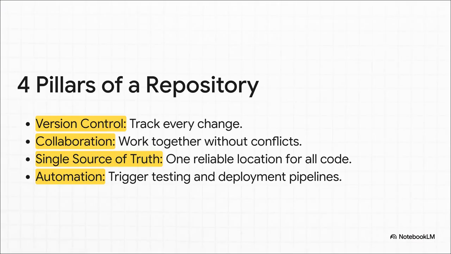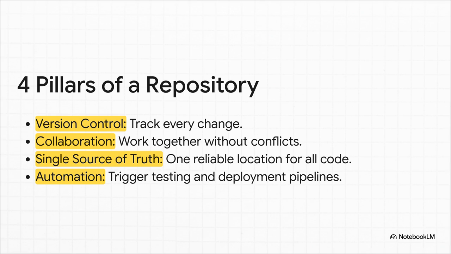Okay, so what do you get by using a repository? Well, it really comes down to 4 massive pillars. First, version control. This is your time machine. You can literally go back to any previous version of your code. Next up, collaboration. This is how your whole team can work together without stepping on each other's toes. Then there's the single source of truth. No more guessing which version is the right one. Everyone is on the same page.